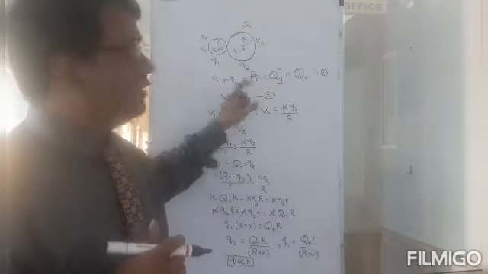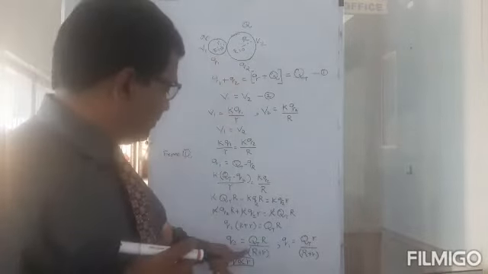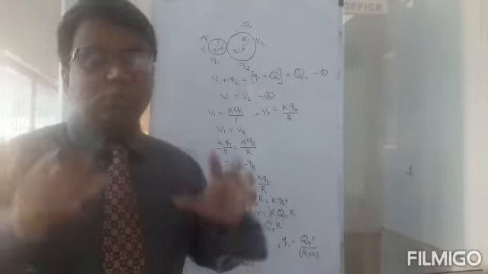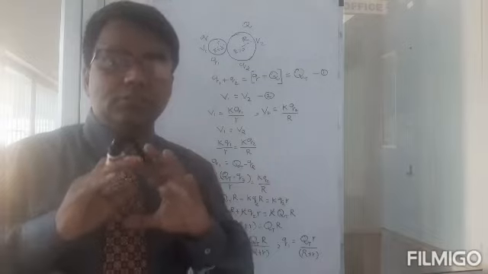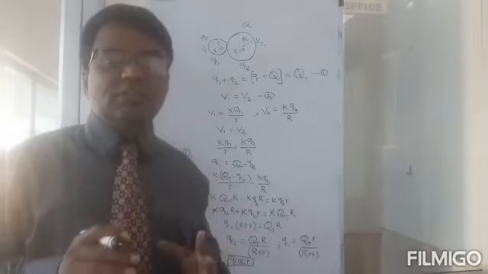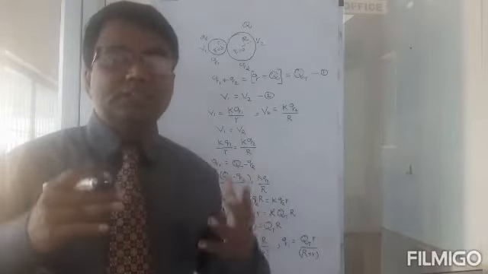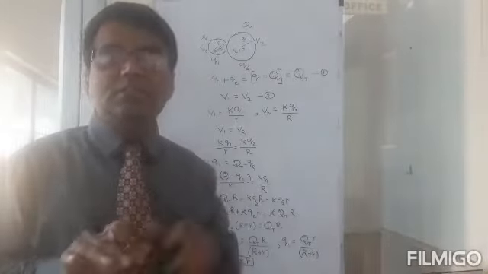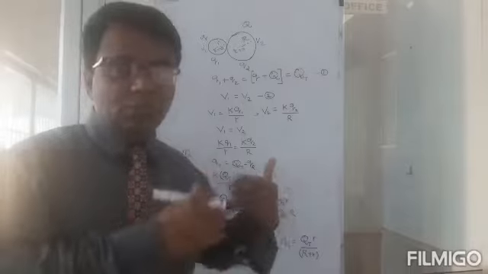Now I know the charge. I know Q1 will have this charge and Q2 will have this charge. But what would be the charge density, and thereby what would be the electric field intensity near the two spheres? That is something that we will discuss now.